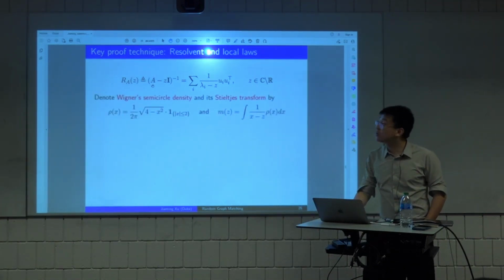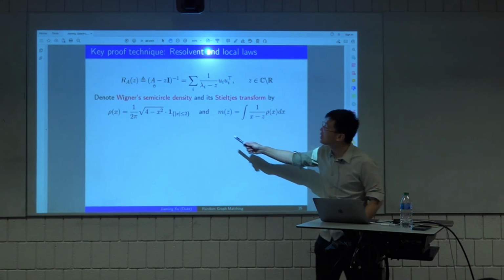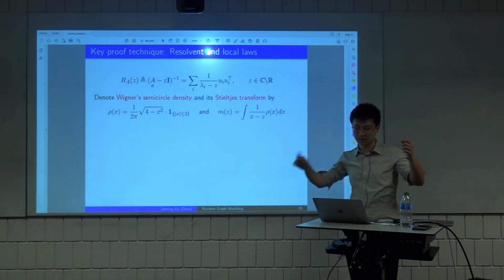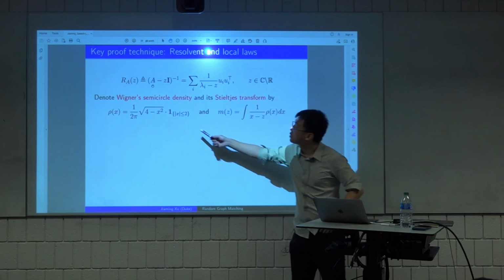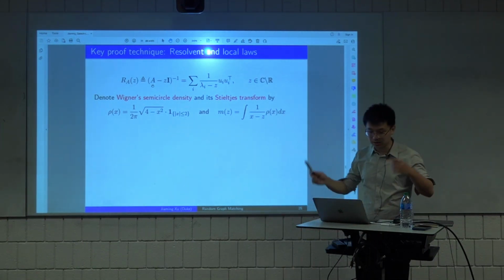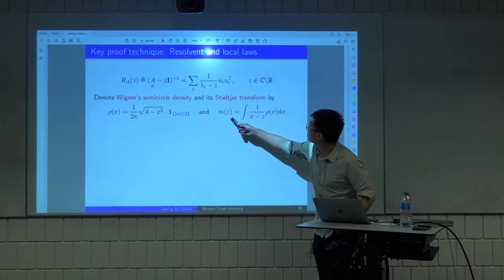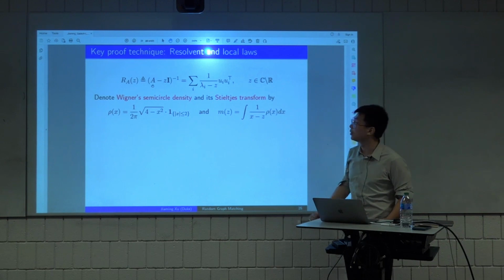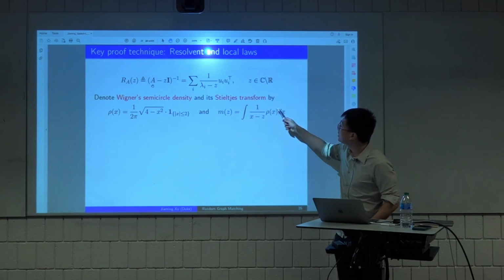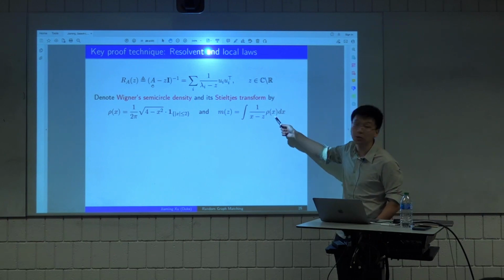Okay, so this resolvent is actually very useful. Remember, previously I mentioned this Wigner's semicircle density, this kind of half circle shape. The precise form is given by this. I denote this by rho(x), and it's supported between -2 and 2. You can also define the so-called Stieltjes transform, which is given by this, where you integrate against the Wigner semicircle density rho(x).